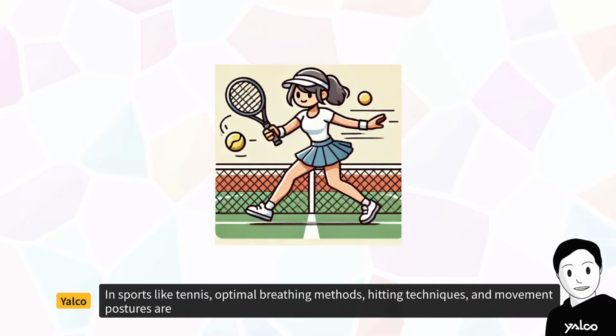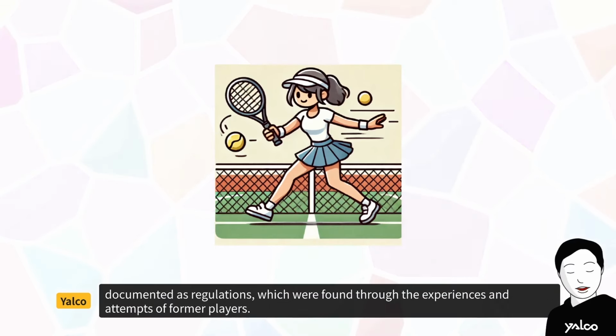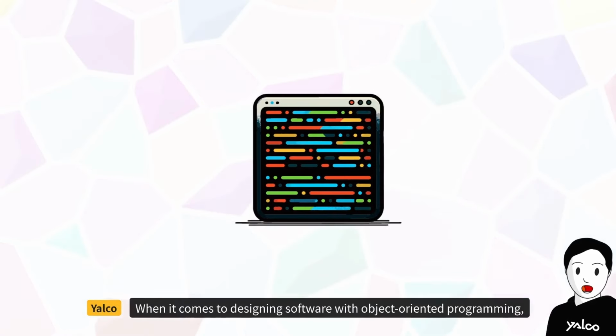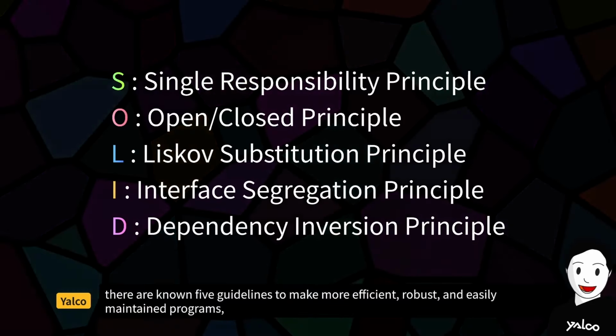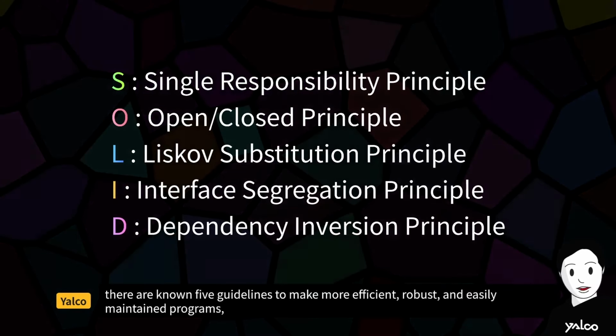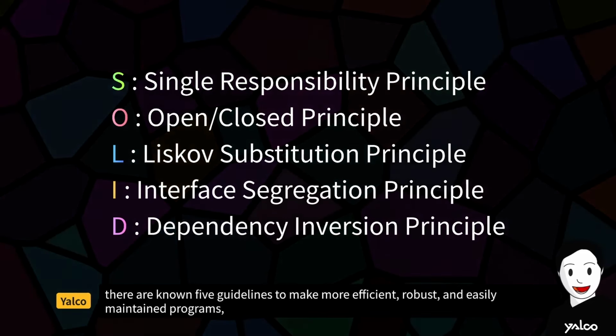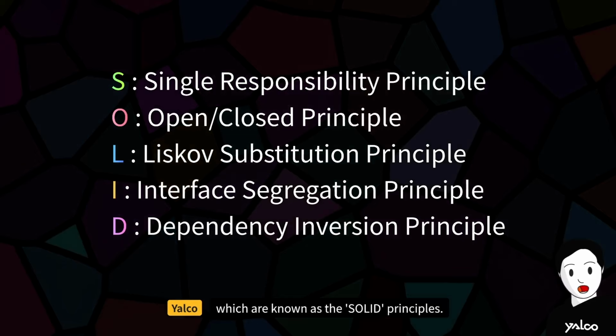In sports like tennis, optimal breathing methods, hitting techniques, and movement postures are documented as regulations, which were found through the experiences and attempts of former players. When it comes to designing software with object-oriented programming, there are 5 known guidelines to make more efficient, robust, and easily maintained programs, which are known as the solid principles.